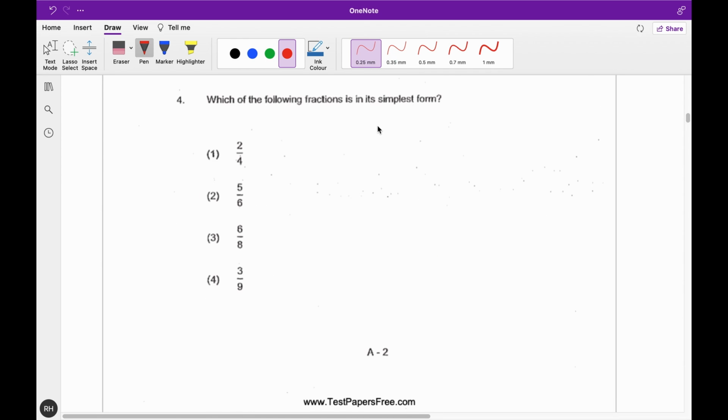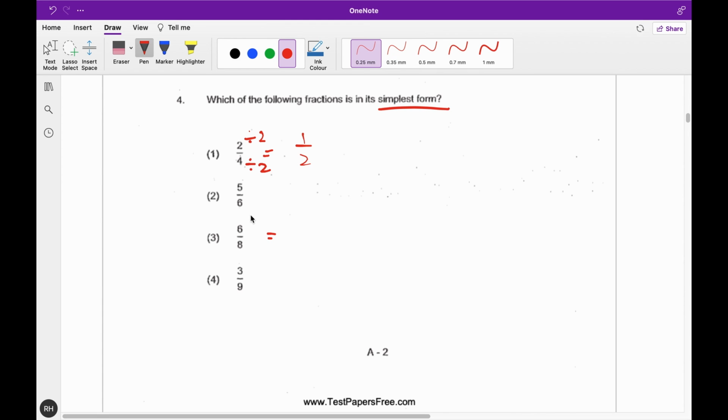Question 4. Which of the following fractions is in its simplest form? Okay, simplest form means the numerator and denominator we can't divide any further. So let's take a look at option 1. We can divide by 2 and divide by 2. Okay, for option 2, we can't divide 5 or 6 by any number. So this is the simplest form.